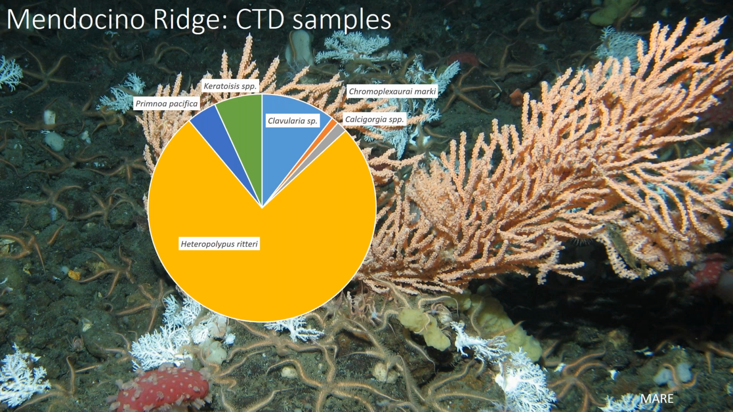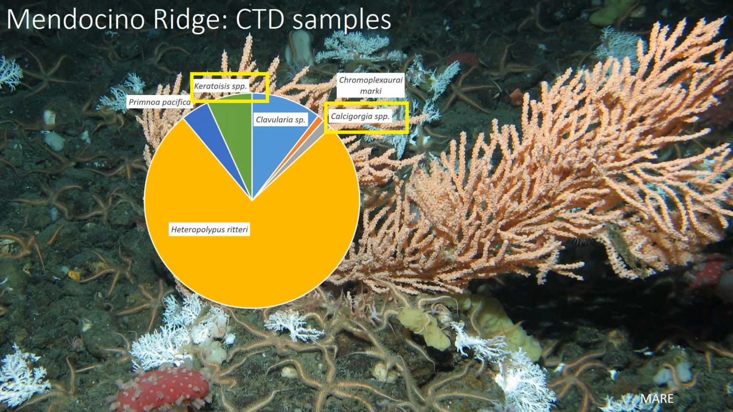So from our CTD sample, we found species including Primnoa, Characterize, which is a bamboo coral, some Plexaurid gorgonians, and a lot of mushroom corals. And I want to highlight this Characterize and Calcigorgia. The bamboo coral Characterize is not typically found at this depth range.